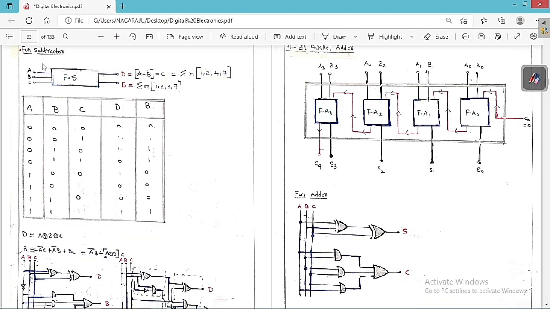Now we are going to discuss the full subtractor. As I already told you, full here means we are going to give the 3 binary inputs A, B and C. So subtractor means we are going to do the subtraction operation.